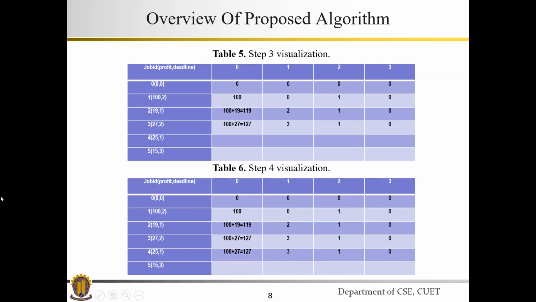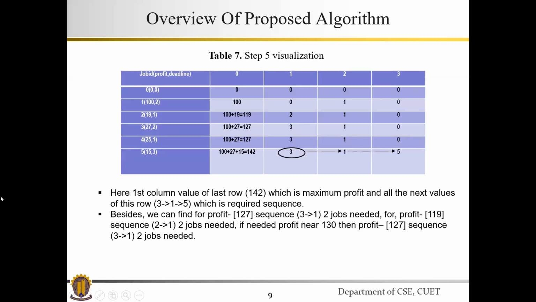That's it. And the last job is 5, and the deadline is 3. So the first condition is that it is preferable deadline 3 to 1. The second condition is whether the profit is less than that.